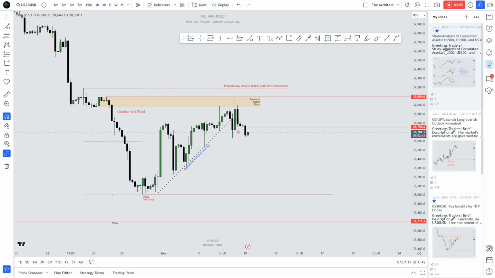I did post this study or analysis of correlated assets last week, and I got a few questions on my TradingView DMs, right? People trying to understand how exactly to use it when it comes to the market, in real market conditions, right? So we'll be going through all of that.